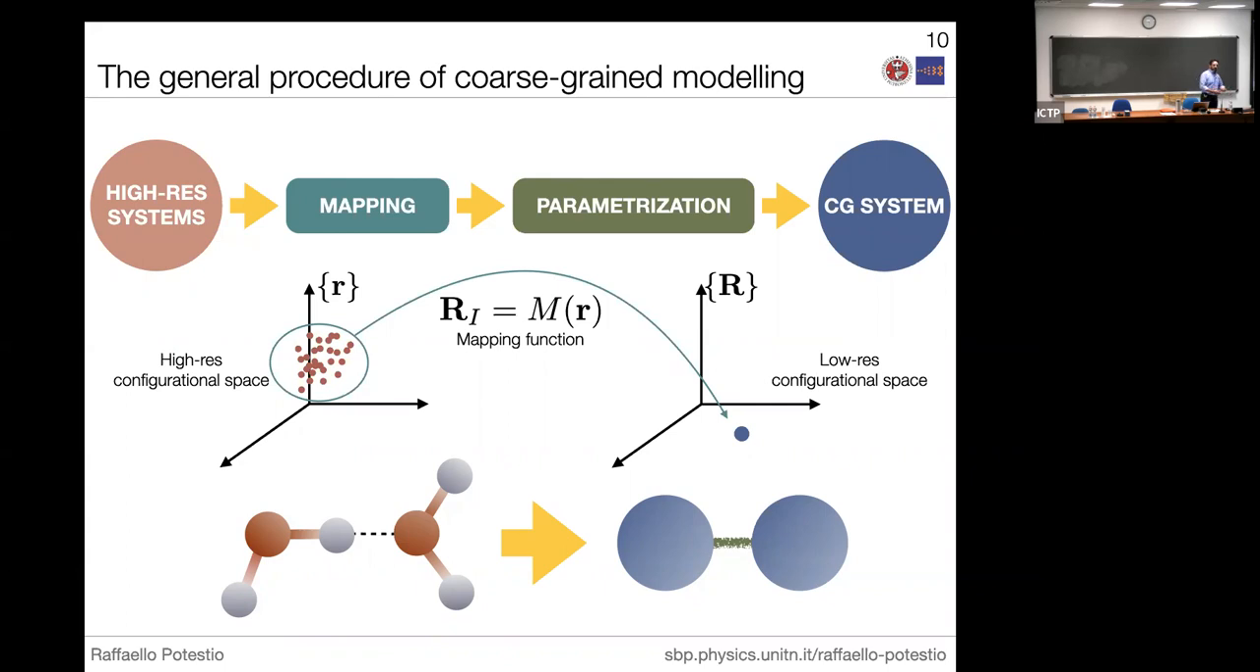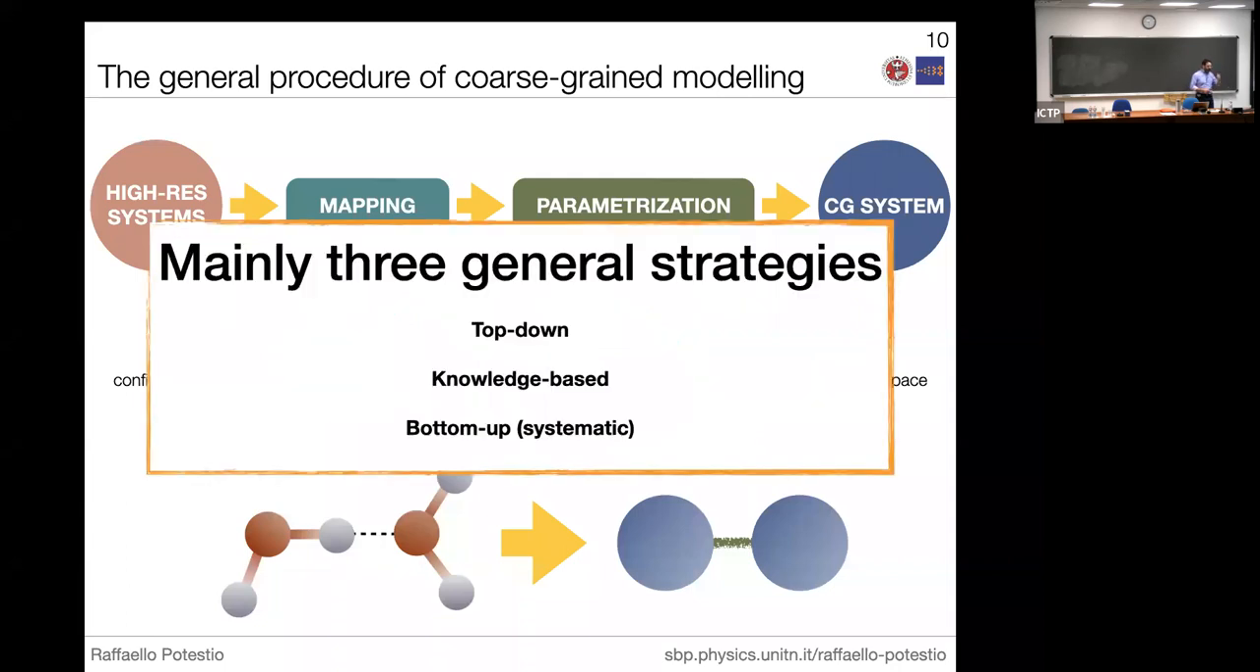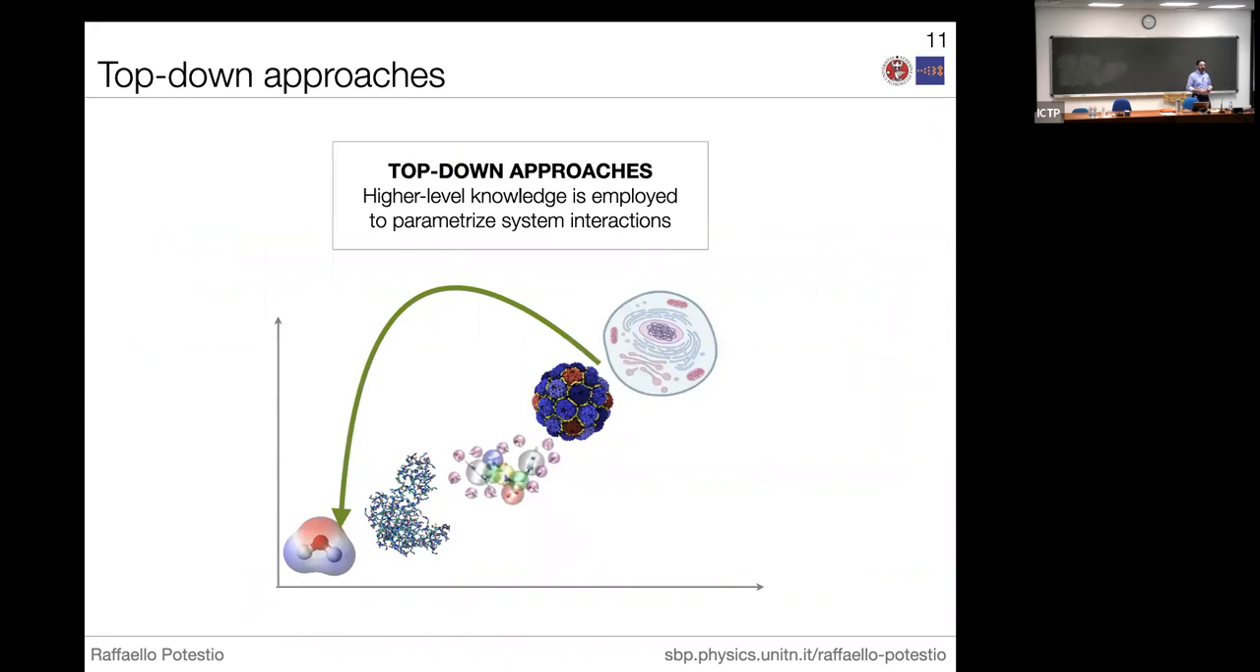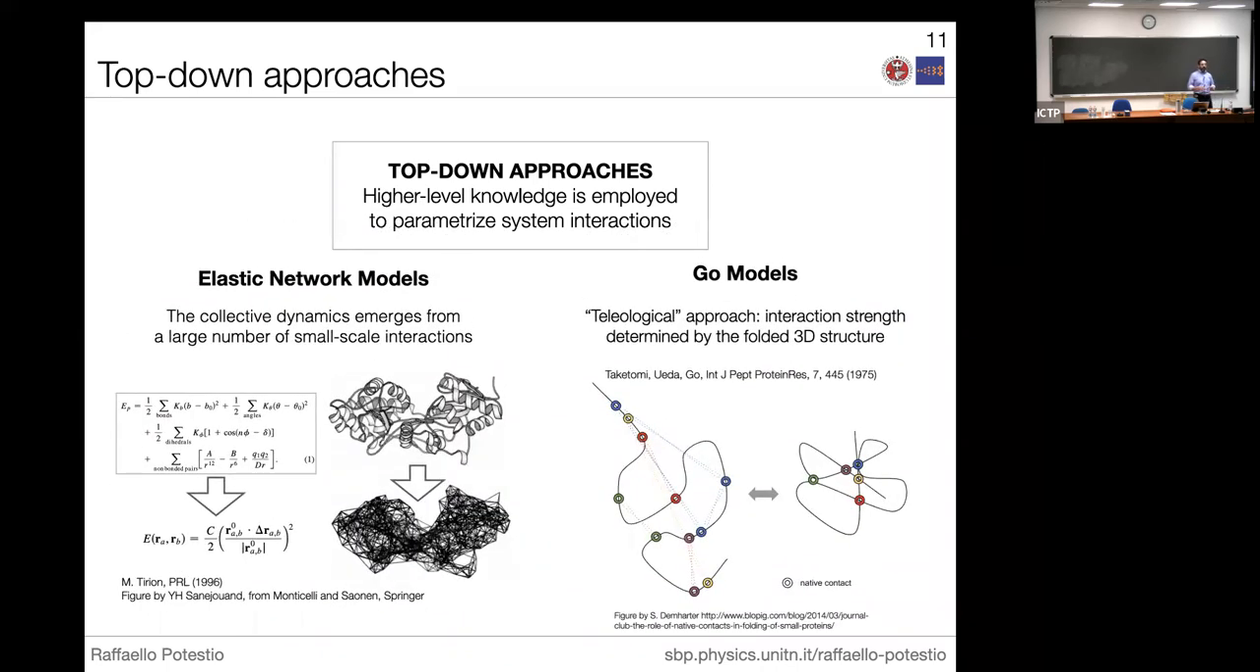To perform these operations, there are, of course, several manners. There is a zoology of possible ways of carrying out this procedure. Typically, we have top-down strategies, knowledge-based strategies, and bottom-up or systematic strategies. The top-down approach assumes that you already know something about the emergent behavior of the system, and you employ this information in order to tweak the interactions at the fundamental level. That is, for example, you know what the structure of a protein is without knowing how it got there, and you construct interactions putting springs between atoms or effective interaction centers of the protein so as to have a certain structure.